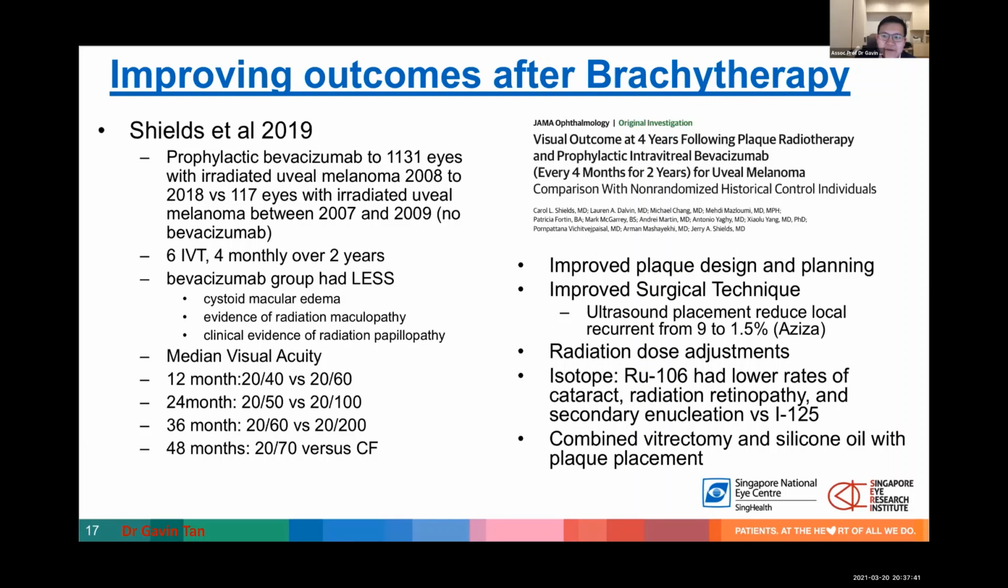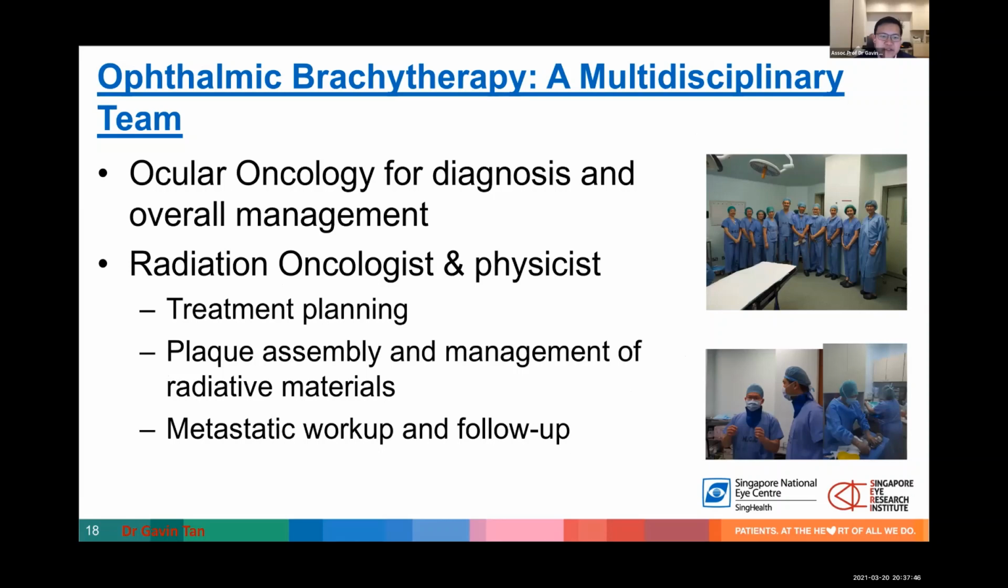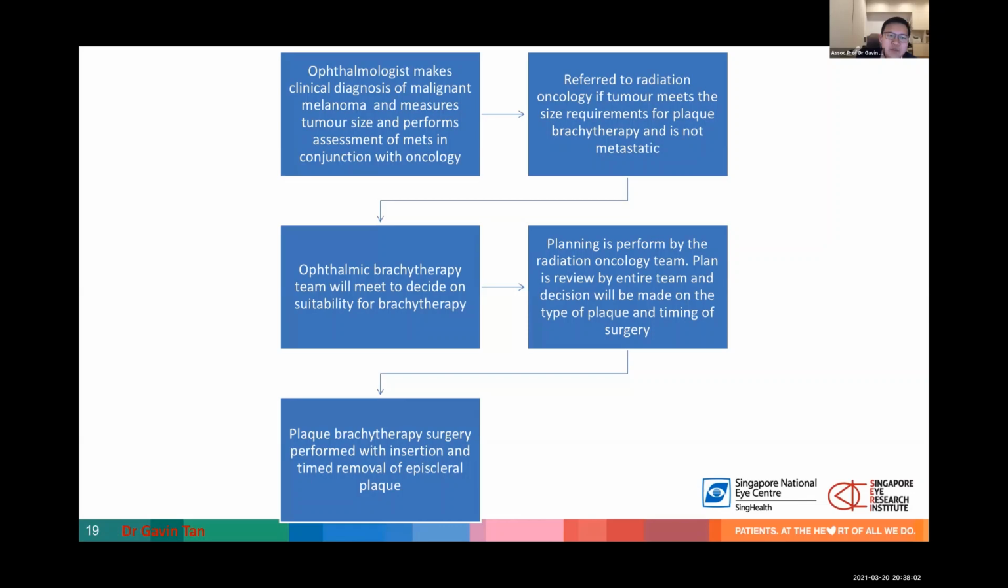So the important thing that we learned in our experience is that ophthalmic brachytherapy is really a multidisciplinary team approach. I think Dr. Aaron talked about the radiation physicist being critical. In our own context, we work very closely with the physicists and the radiation oncologists in order to deliver our therapy. Our clinical protocol works where the ophthalmologist makes the clinical diagnosis, makes the measurements, and starts the investigations for metastasis. We also refer to our radiation oncology team for assessment. And we have a team that meets to decide the suitability for brachytherapy and then go on to do the planning for the treatment, which my colleague, Dr. Xiao, will talk about later. And once that is done, the patient receives the plaque brachytherapy surgery with a timed removal of this plaque in order to ensure that the correct dose of radiation is delivered.